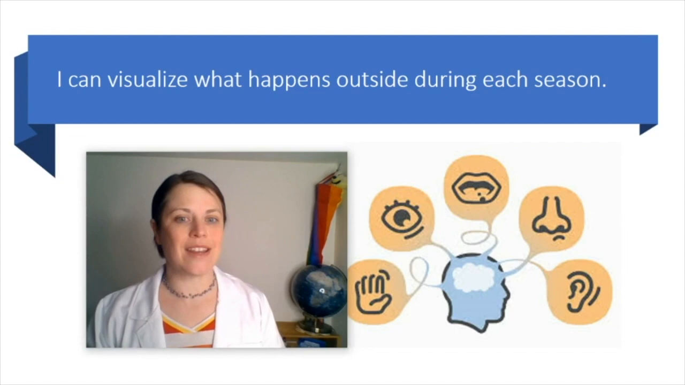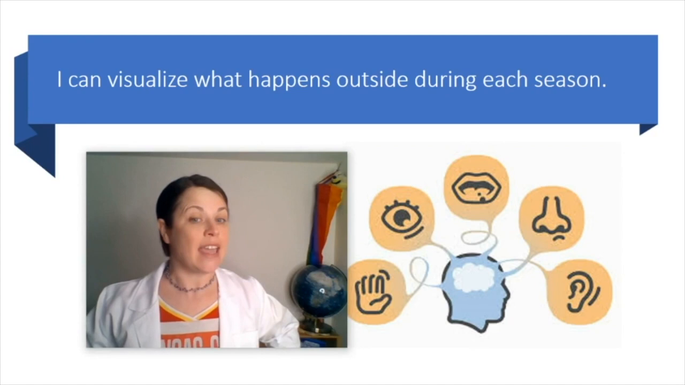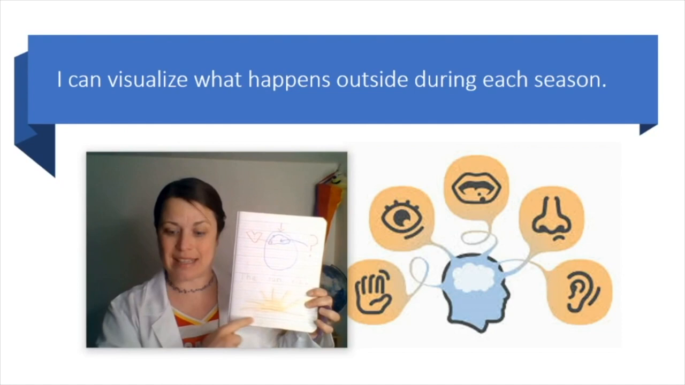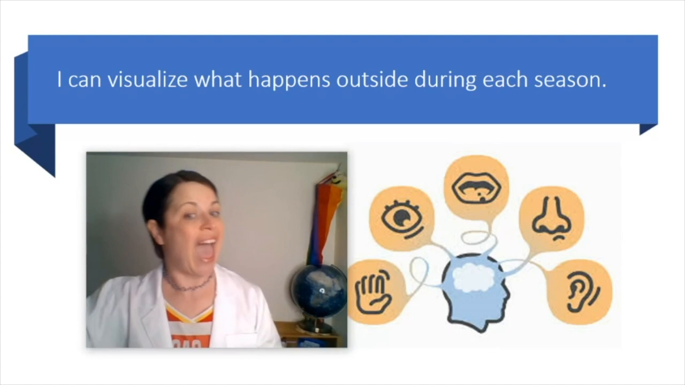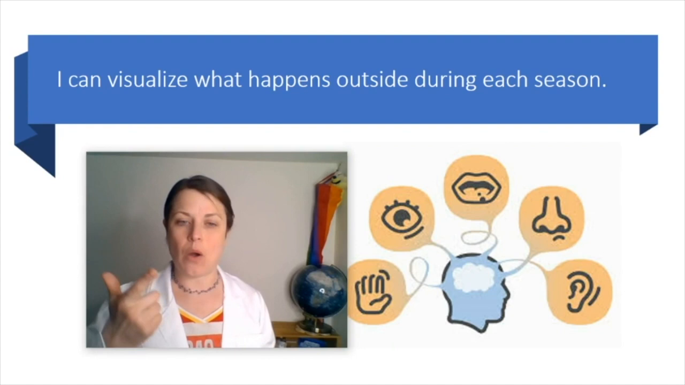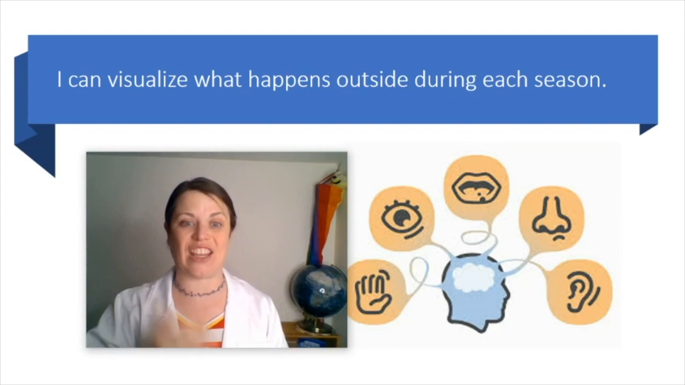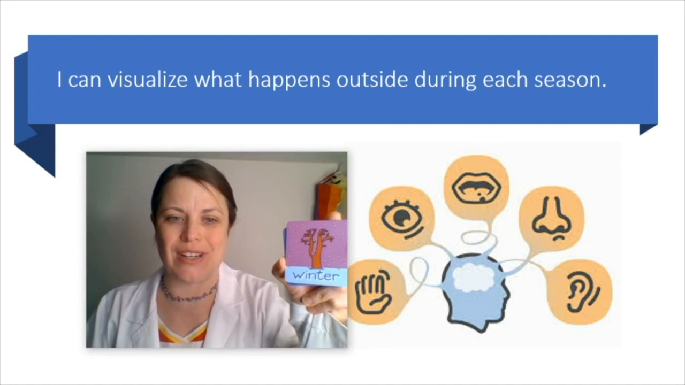Now it's time, as junior scientists, to close our eyes and visualize. If you are someone who likes to draw, now would be a time that you could sketch. As you're thinking, put it down through your fingers and onto the paper. That's one way to show your thinking as a scientist. But for me, I'm just going to think in my brain. I'm going to think about what I feel, what I would see, what I would smell, what I could hear, and maybe even what I could taste during the different seasons. Right now, let's close our eyes and visualize what happens during the winter.